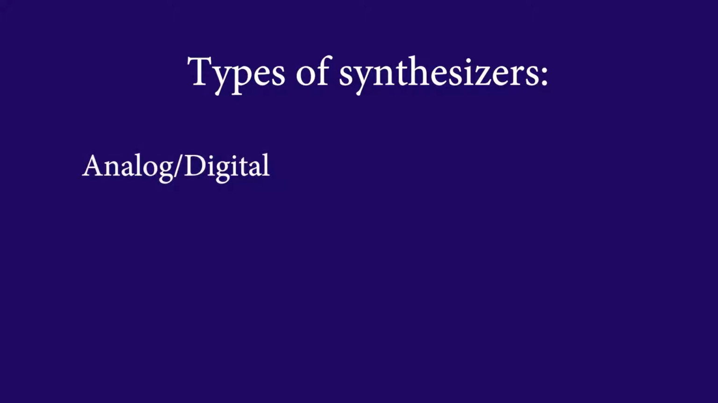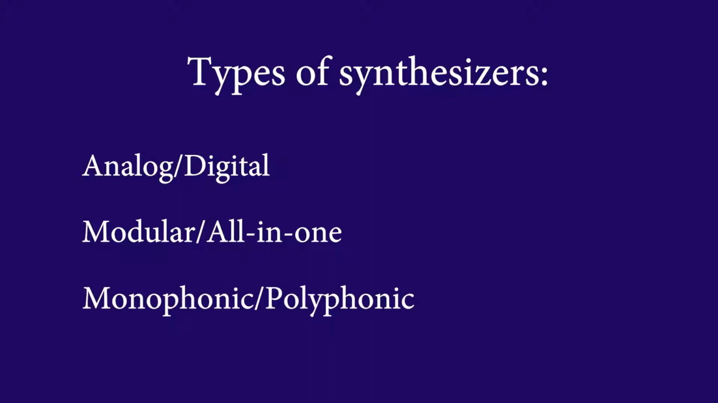The signal produced by an analog synthesizer will be smooth and continuous, whereas a digital is a recreation. Typically, analog synthesizers will be more expensive. A modular synthesizer is made up of specialized modules that you put together using cables, whereas an all-in-one will typically have everything you need inside of one box. Monophonic synthesizers can only play one voice at a time, whereas polyphonic can play many.